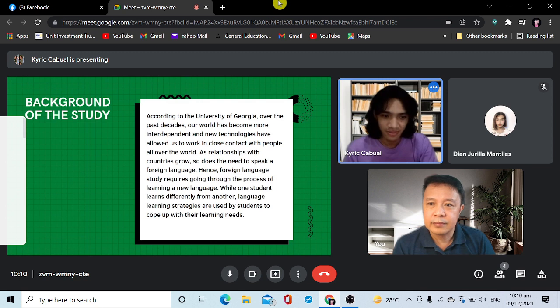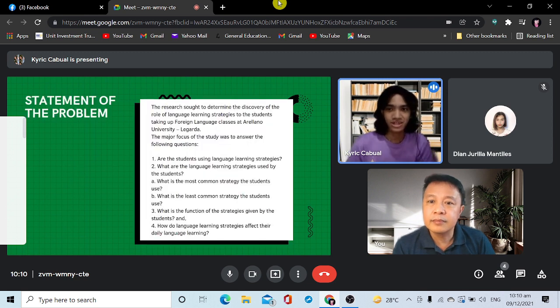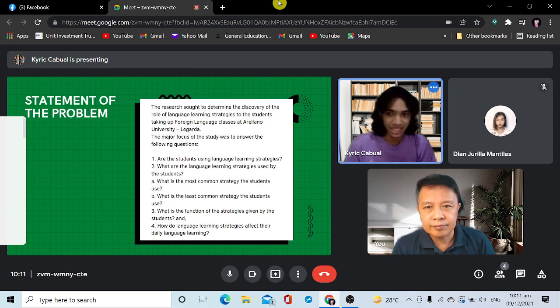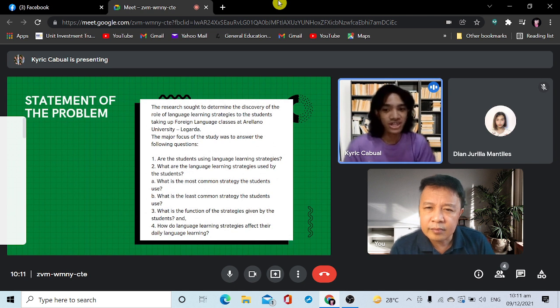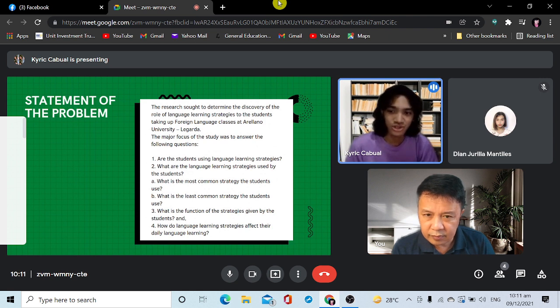Okay, now let's go to your specific problems. Let's go to the statement of the problem. There you go. So the research sought to determine the role of language learning strategies to the students taking up foreign language classes at Arellano University Legarda. So the main focus of this study was to answer the following questions. Number one, are the students using language learning strategies? Number two, what are the learning strategies used by the students? And I want to see what is the most common strategy used by the students and what is the least common strategy. Number three, what is the function of this strategy and how do these language learning strategies affect the daily language learning of the students taking up foreign language classes?